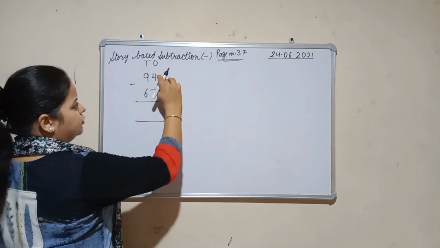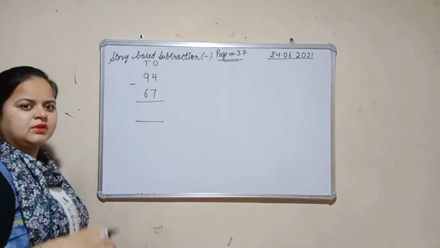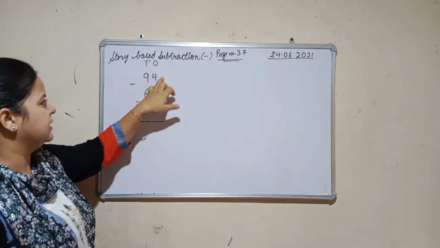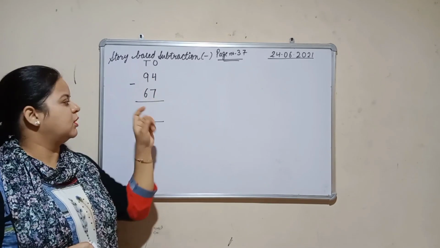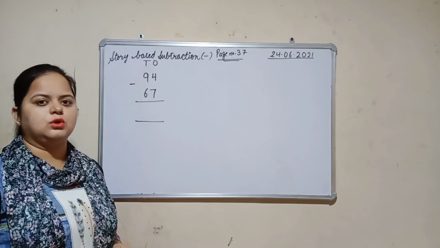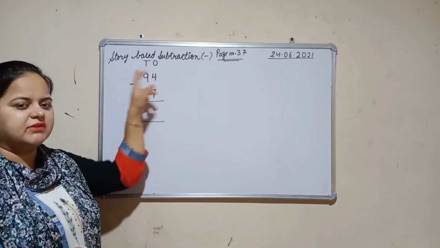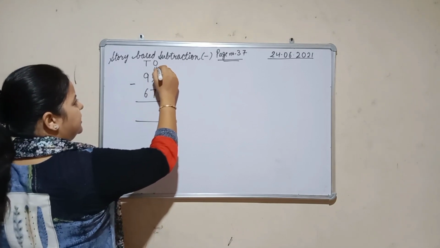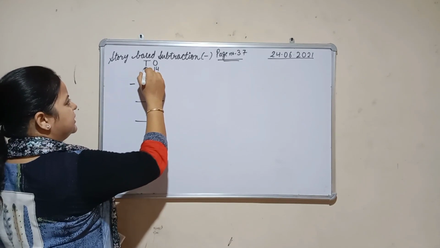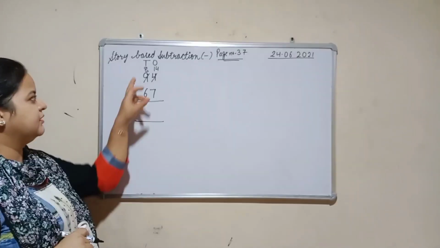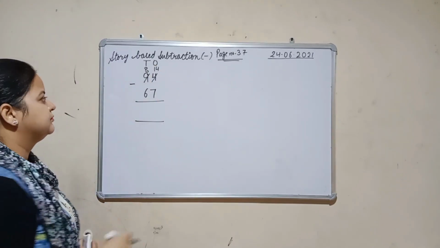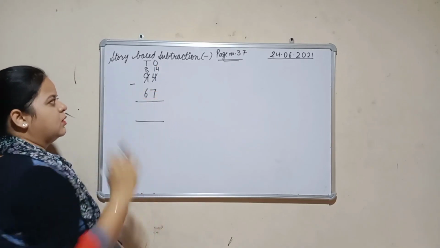See, here we have two numbers, 4 and 7. We have to do the subtraction. The number here is smaller than the number below, so 4 will take 1 borrow from 9. It will become 14, and 9 is 8 now. Here we have 8 tens and here 14 ones.